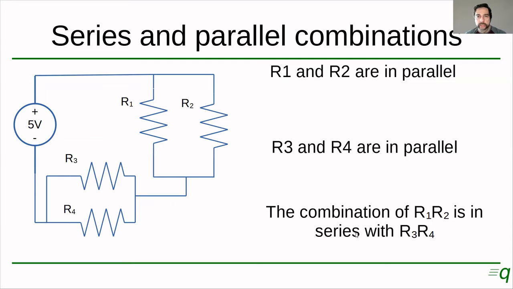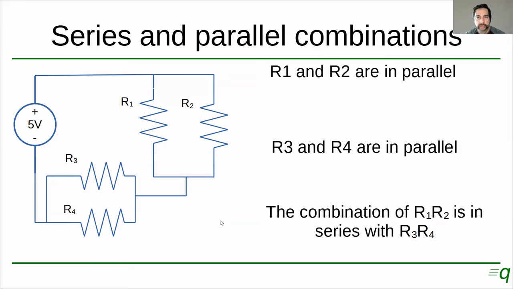Now, what we saw in the previous examples were pure series and parallel combinations of resistors. Now, resistors in series and parallel can actually be combined, right? In this case, we have R1 and R2 in parallel. We have R3 and R4 in parallel. And the combination R1, R2 is in series with the combination R3, R4.